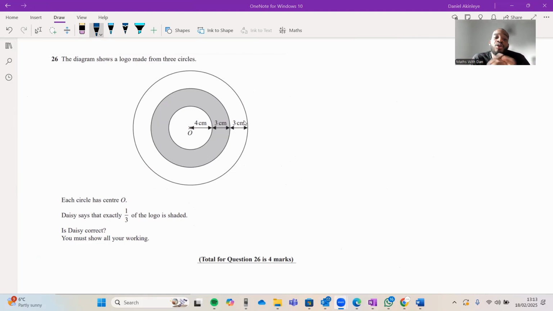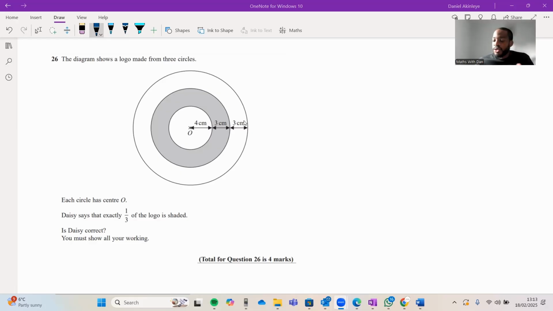So it may look like she's correct just by looking at the diagram. However, it's 4 marks. You never want to just look at a diagram and say whether or not she's correct, especially when it's question 26 of an exam towards the end. There has to be some calculations involved. You can never just look at something and say, yeah, that looks about right, that looks like one third of the whole thing, I'm going to say she is. Never ever do that. You need to use some maths.